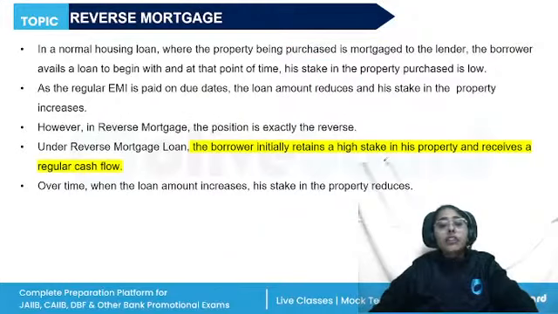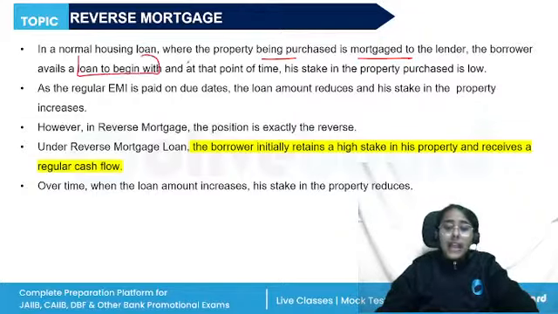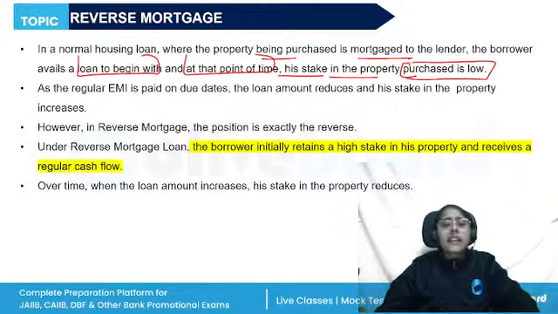Then we have the concept of reverse mortgage. There's a difference between the general mortgage and the reverse mortgage. In a normal housing loan where the property being purchased is mortgaged to the lender, the borrower avails a loan to begin with, and at that point of time his stake in the property purchased is very low. This is the normal condition. Then as the regular EMIs are paid, the loan amount reduces and his stake in the property increases. As the borrower keeps on paying the loan amount, their stake in the property increases.